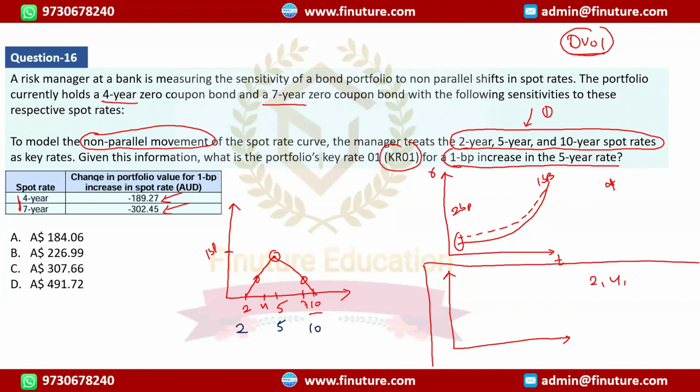So say for example, instead of these 2, 5, 10, now you have got 2, 4, 5, 10. There is one more key bucket just for sake of understanding. Now, if I tell you that your 4-year changes by 1 basis point, can you tell me how my picture should look? This increases by 1 basis point, the 4-year rate. How should my picture look?